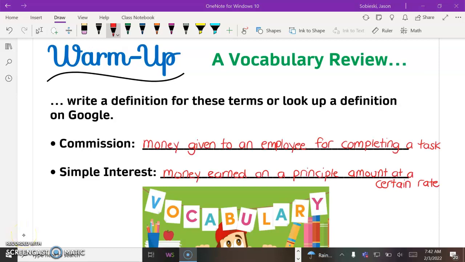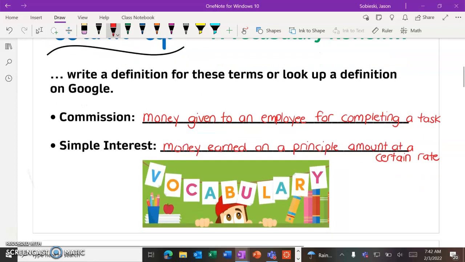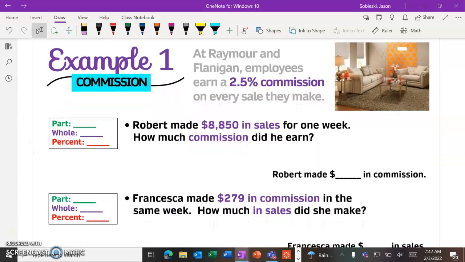Okay, so here are the two definitions that I came up with. Commission, which we're going to start with, is just money that is given to an employee for completing a task. Like car salespeople, they earn commission, right? They earn a certain amount of money for every car that they sell. Simple interest is money that is earned on a principal amount at a certain rate, which we're going to talk about. It turns out if you put money into a bank account, it's going to earn interest, which is basically free money just for having your money that you initially had. You earn money on that just for putting it in the bank, which we're going to talk about. But like I said, first we're going to start with commission.